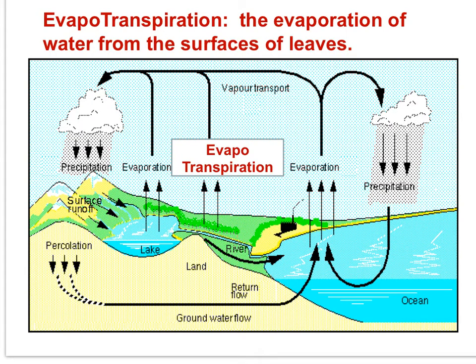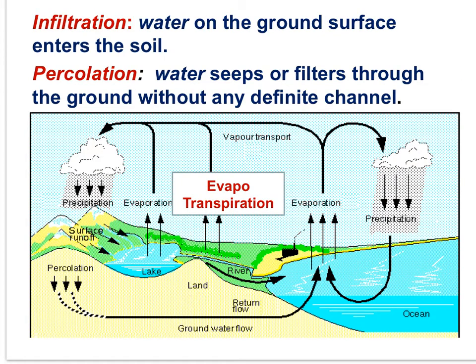Runoff, seen here, is what you might see as stream, river, or flood condition. Runoff is a transfer, and without the impact of pollution, this transfer, runoff, would be clean water, ready to drink. Groundwater originates from two processes. First, infiltration: water on the ground surface enters the soil. And then secondly, percolation, seen here, where water seeps or filters through the ground without any definite channel. Keep in mind that that is how groundwater is recharged.